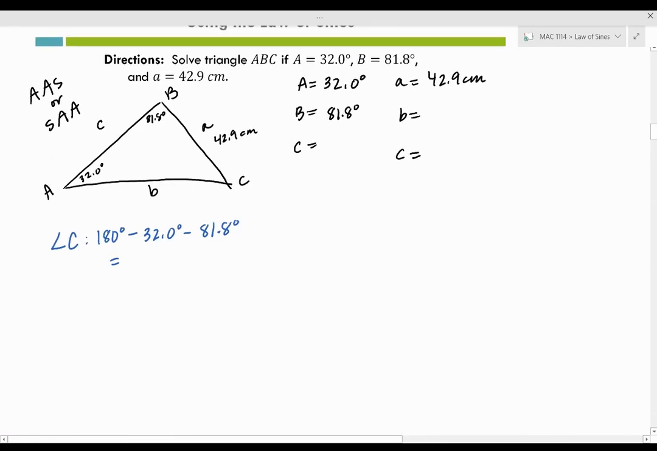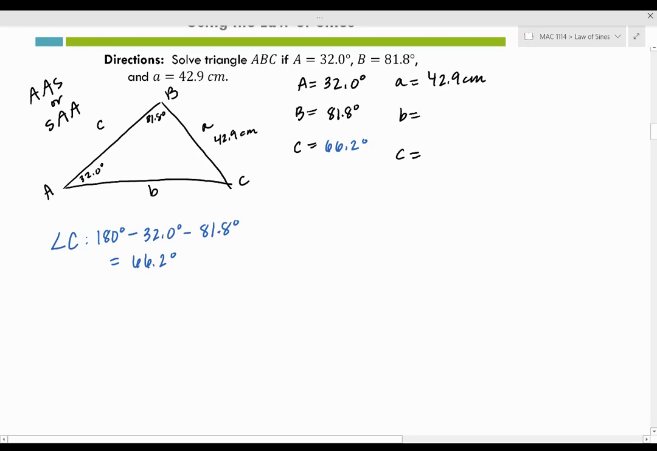All right, so that is 66.2 degrees. I found the first thing. The next thing I'm going to find is either side b or side c. One of the key ways that you know you can use the law of sines is because we do not have a right triangle. The second thing is that you have a combination.